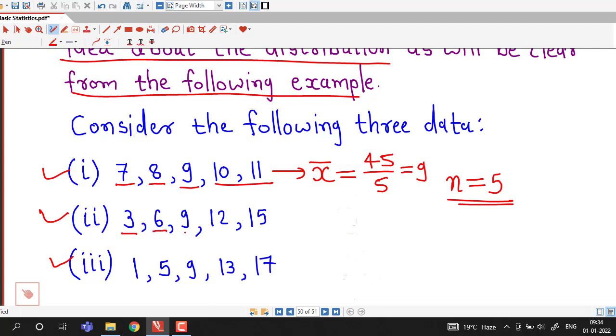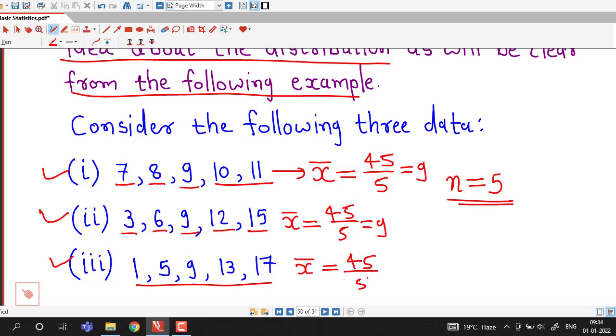Similarly, if we add this total, then this is also 45. You can check. So here also the mean of this data is 9, and the same thing for this. If we add all these values, the sum is 45 and there are 5 observations, therefore the mean is 9. So we have 3 data or 3 distributions in which there are an equal number of observations, and for each data the mean is 9.